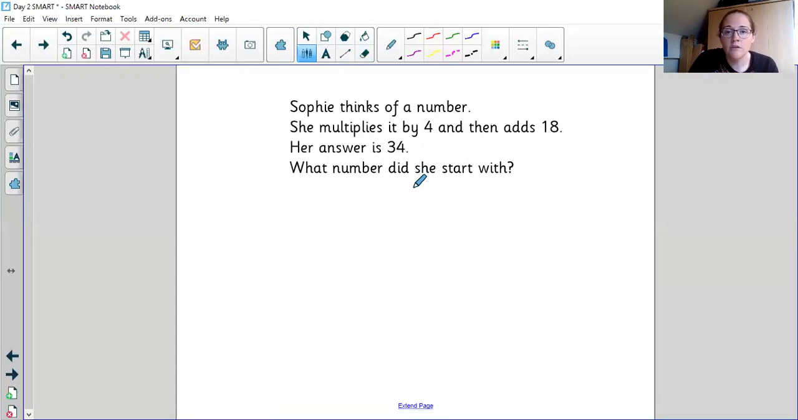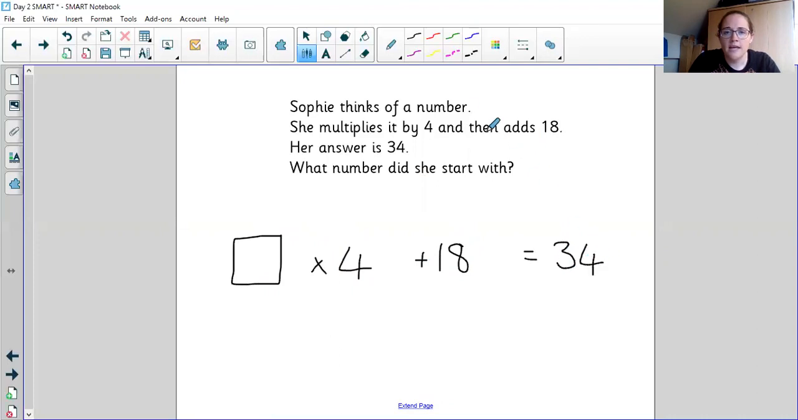Now I'm going to encourage you for all of these to write it out in a string of numbers, because then we can use the same methods that we had yesterday. So here is Sophie's number. We don't know what it is. She has multiplied it by 4. She's added 18, and she's got the answer 34. Okay, and it's very simple, just like yesterday. We want to go backwards, back to the number. So we're going that way, aren't we?